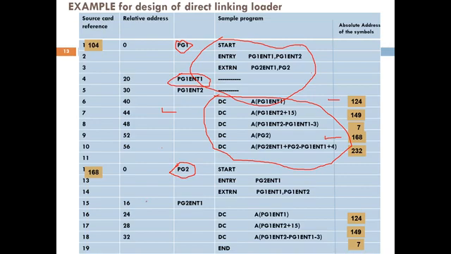Right? So what is it actually? 168 plus 16. That is the address of PG2ENT1. PG2ENT1 is 168 plus 16. Right? Plus, what is it? I am using the PG2 program itself. Where is PG2 stored? PG2 is stored at location 168 minus PG1 ENT1 plus 4. PG1 ENT1 is here, which is 124 plus 4. So you do the math. What you will be getting is 232.